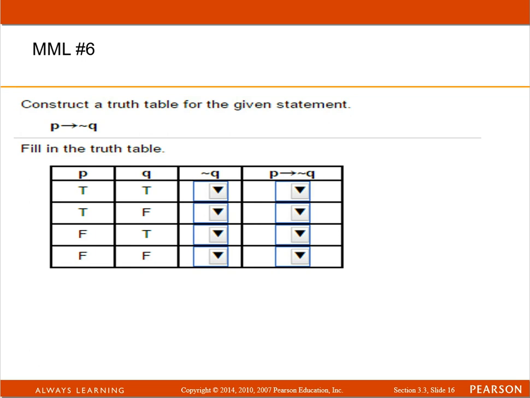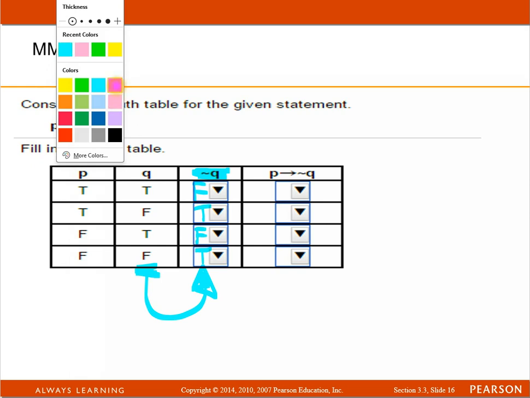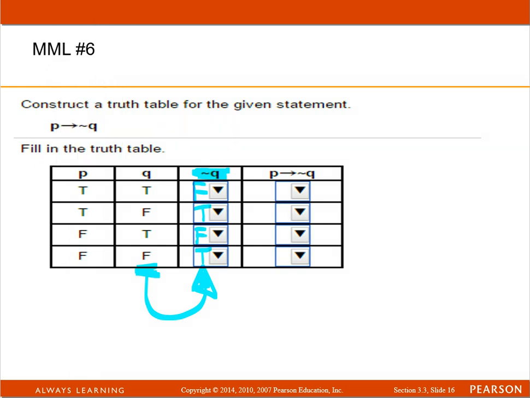All right, number 6, construct a truth table for the given statement. So we're going to start with the negation of Q. To get this column, you just have to look over at Q. Since Q goes true, false, just negate it and make it false, true, false, true. And now we're going to do the if P, then negate Q.